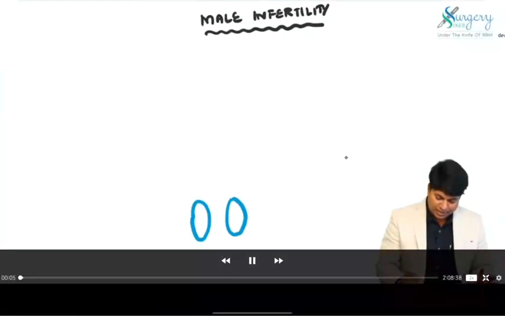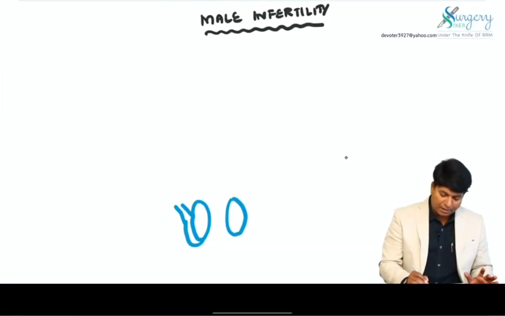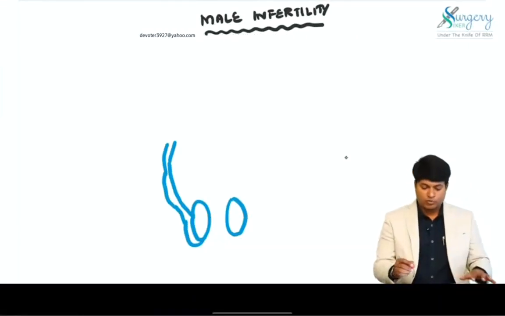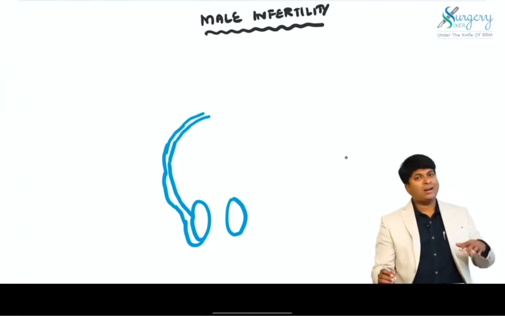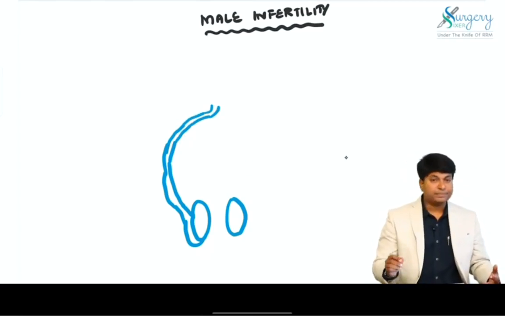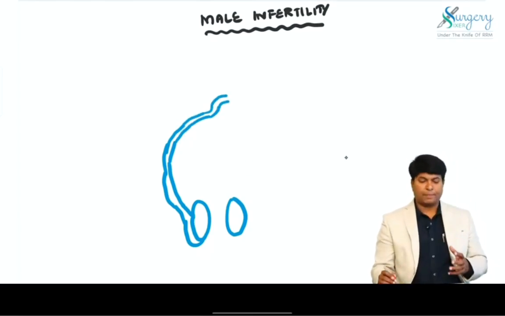Right side, this is left side testis. From here to the epididymis, the vas is carrying the sperm. So sperm is produced from the testis, and it is being carried by the vas like this. For a long distance, it runs in the retroperitoneum, the vas is going a very long distance. And it is going to enter the prostate.